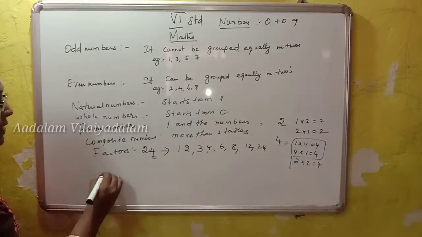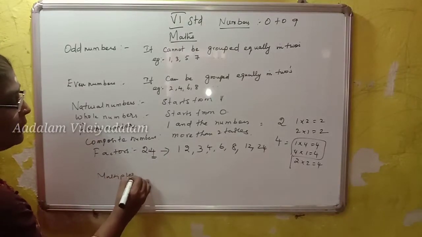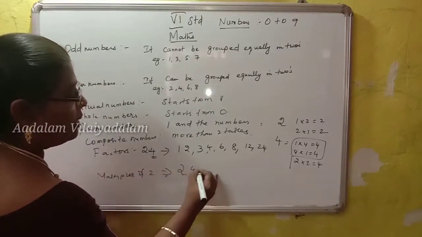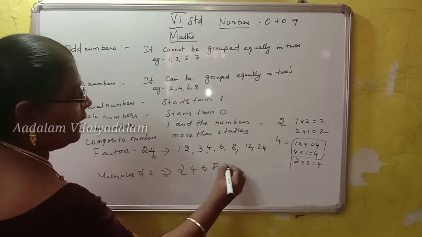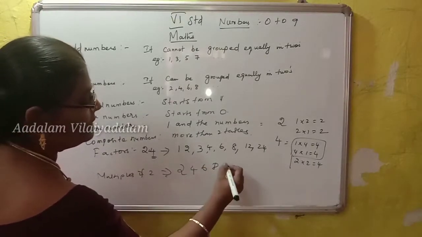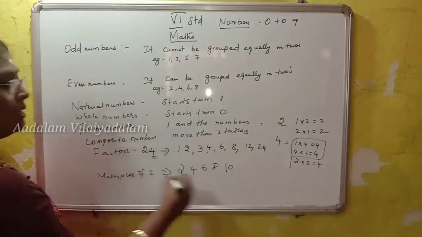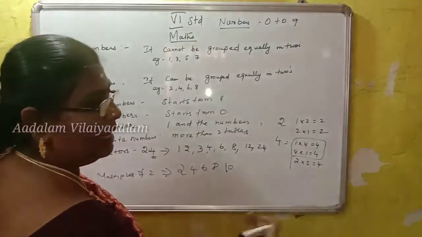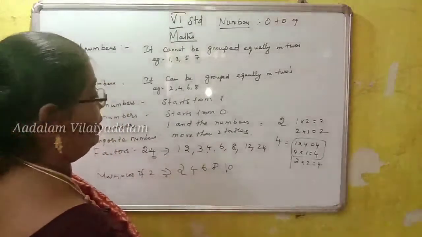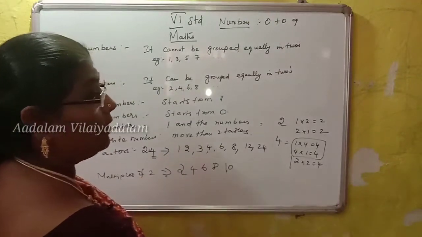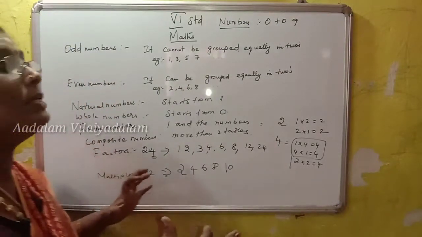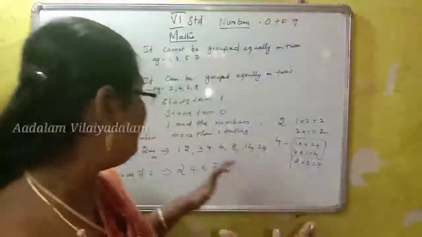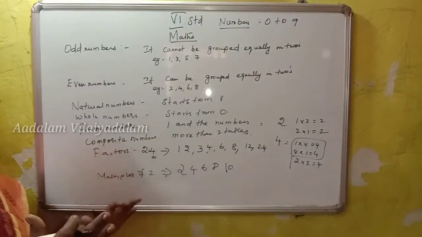And multiples means you have to write the tables. Multiples of 2 means you have to write the tables. 2 1s are 2, 2 2s are 4, 2 3s are 6, 2 4s are 8, 2 5s are 10, like this. The tables you have to write. Multiples of 2 means you multiply 2 by 2, 3 by 3, 4 by 4. But factors means you have to find that number, in whatever tables it will go. The tables it goes in, those are the factors. This is the main difference between factors and multiples.